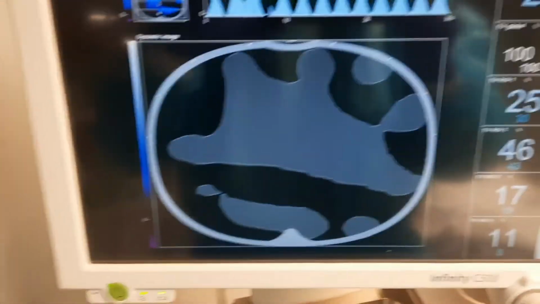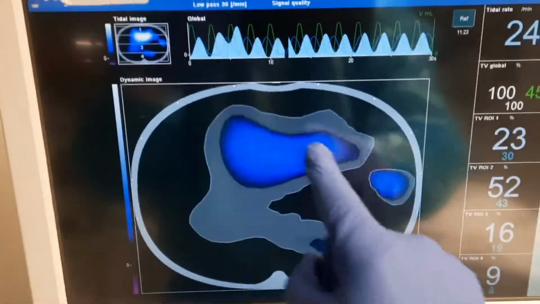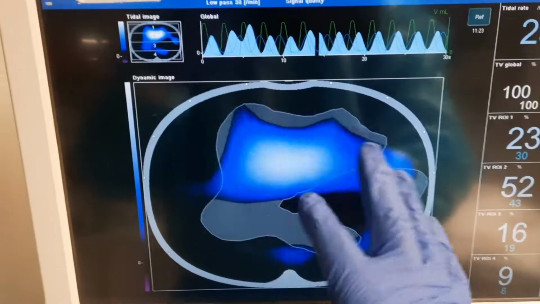So you notice this turned purple suddenly. That was just because one of the staff was touching the patient. You'll have interference. It'll show up purple.